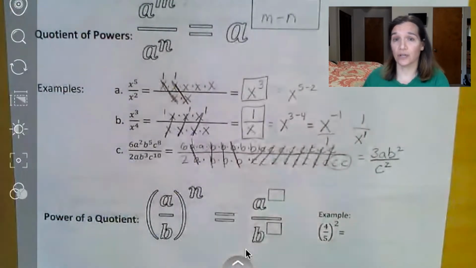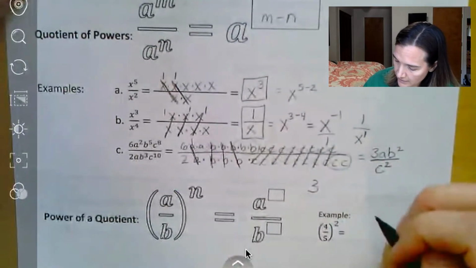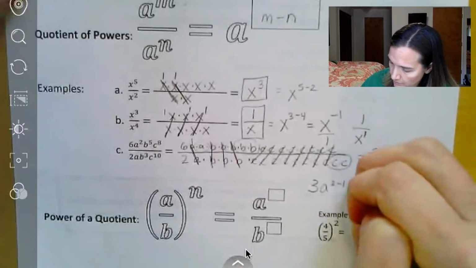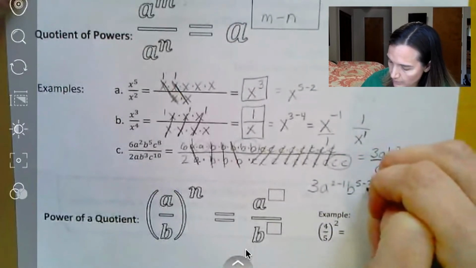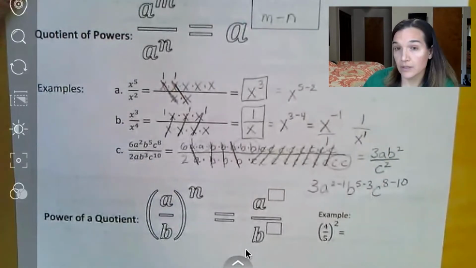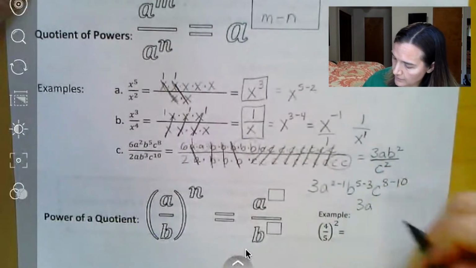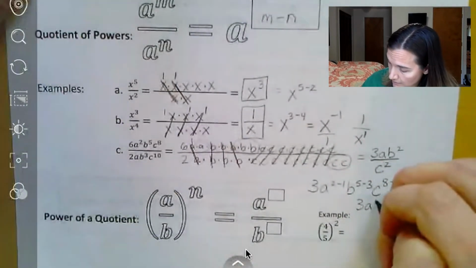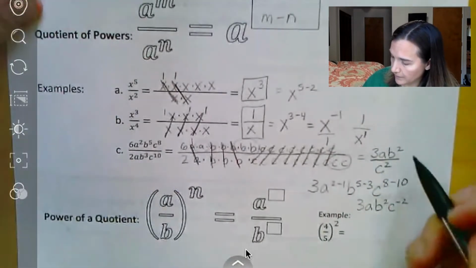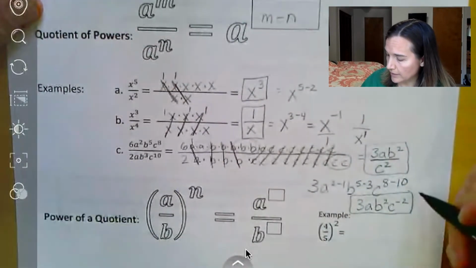If we had used the shortcut, it would have been, whoo, it's getting messy. It would have been 6, a to the 2 minus first power, b to the 5 minus third power, and c to the 8 minus 10th power, leaving you with 3, a to the first power, which we don't have to write, b squared, c to the negative second power. So this right here is the same answer as this one right here.